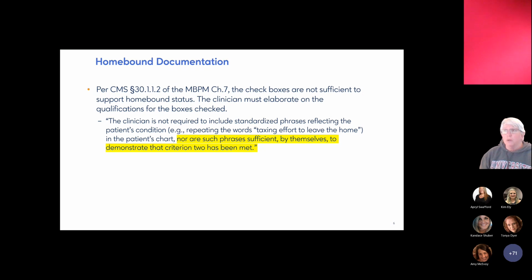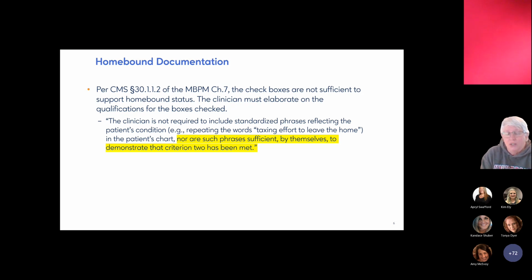They're not sufficient to support homebound status. And these are their actual words right there in quotes. The clinician is not required to include standardized phrases reflecting the patient's condition. Those standardized phrases are what they're referring to, what we see the EMRs have put in as the checkboxes. Those are called your standardized phrases. And CMS is saying the clinician is not required to say those things. As a matter of fact, such phrases by themselves don't demonstrate that the criteria has been met.